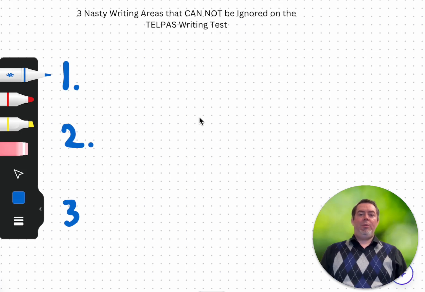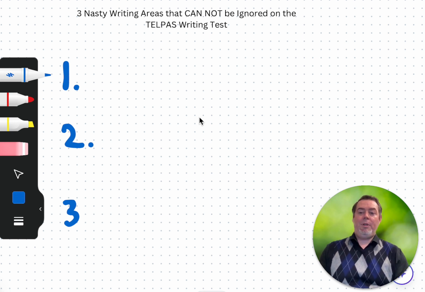Hi, this is Joel from Effective Educational Consulting, and I want to talk to you about three nasty writing areas that cannot be ignored on the TELPAS that could ruin your EB student scores.